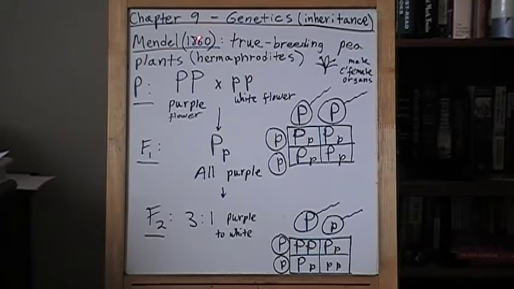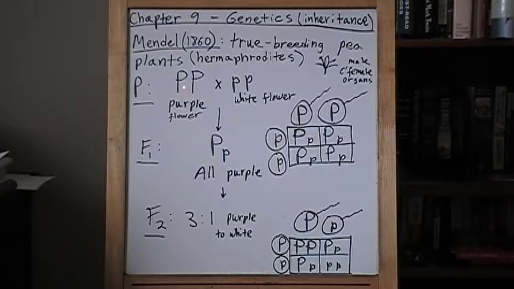Our understanding of this starts with Gregor Mendel around 1860. What Mendel did was he took pea plants that were true breeding. This meant that they passed down the same traits from one generation to the next, and the offspring always looked the same as the parents. And these pea plants are hermaphrodites. This means they have both the male and female organs in the same individual. And we'll see why that's important in a minute.